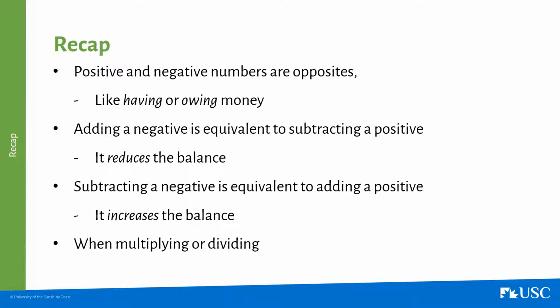When we're multiplying or dividing, we count up the number of negative signs, and each pair of negative signs will cancel out to a positive.